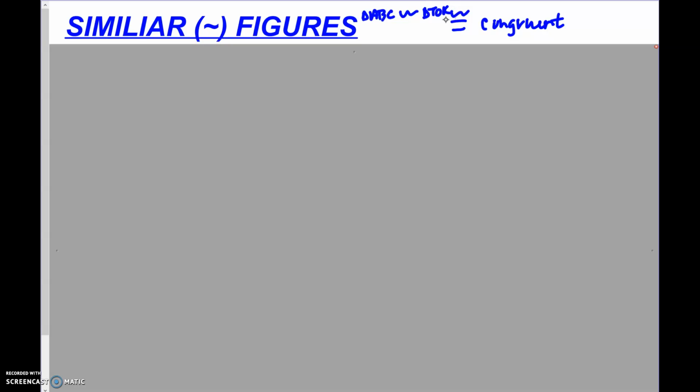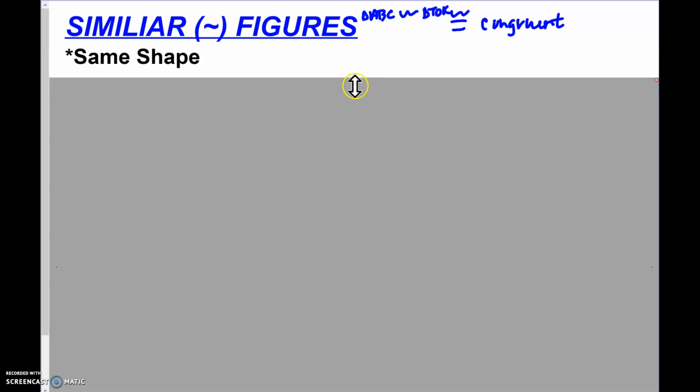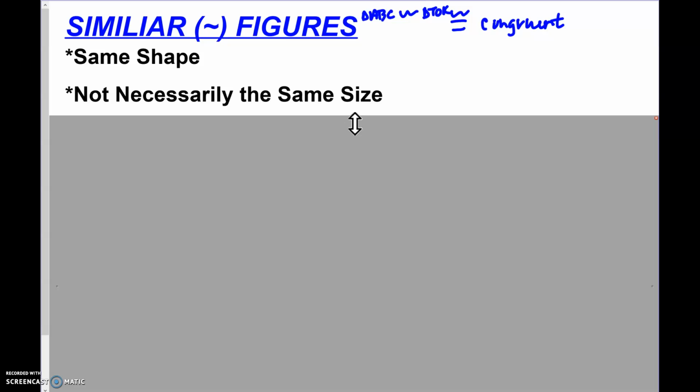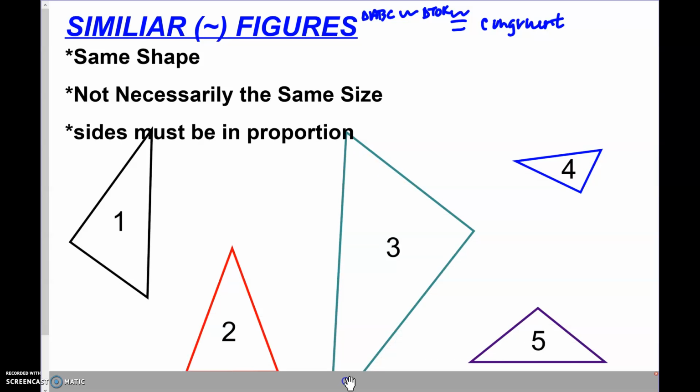So what does it mean if they're similar? For figures to be similar, first and foremost, they have to be the same shape, but they are not necessarily the same size. For it to not be the same size, it's going to have to go through some kind of dilation that we talked about in yesterday's lesson. But the sides must be in proportion. So the two small sides have to be in the same ratio as the two middle sides and the same two large sides if we were comparing triangles. Not necessarily the same size, but they need to be in proportion.